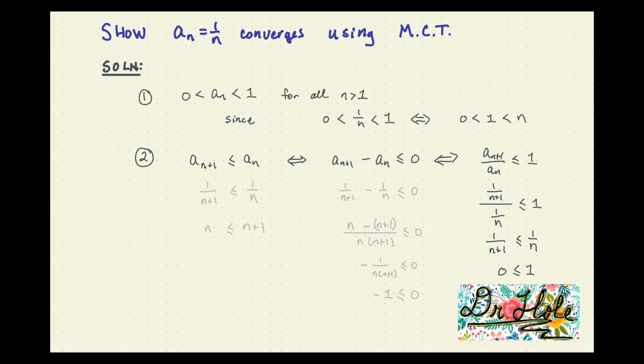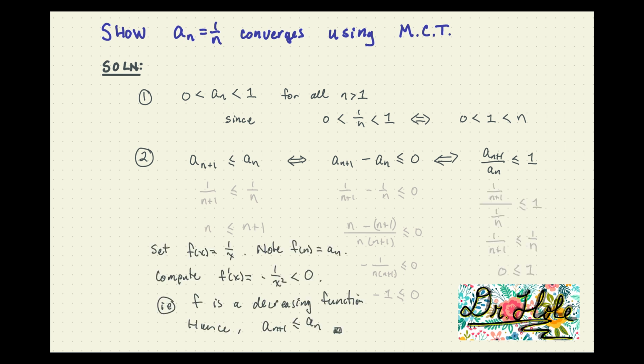Yet another way to go about showing that a sequence has a monotonic property is to look for a function which agrees with the sequence at natural numbers. Take a derivative of the function. In this case, we're getting that it's negative. Therefore, the function is a decreasing function, and the sequence inherits that same property. Good. 1, 2, 3, 4 different ways in which you can approach the notion of monotone. Fantastic.